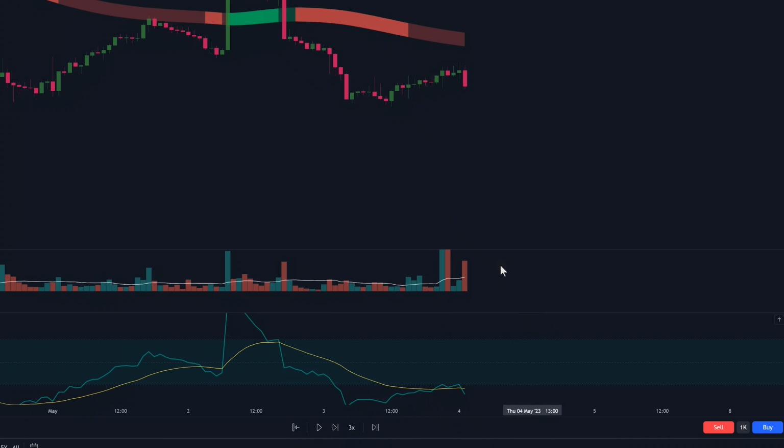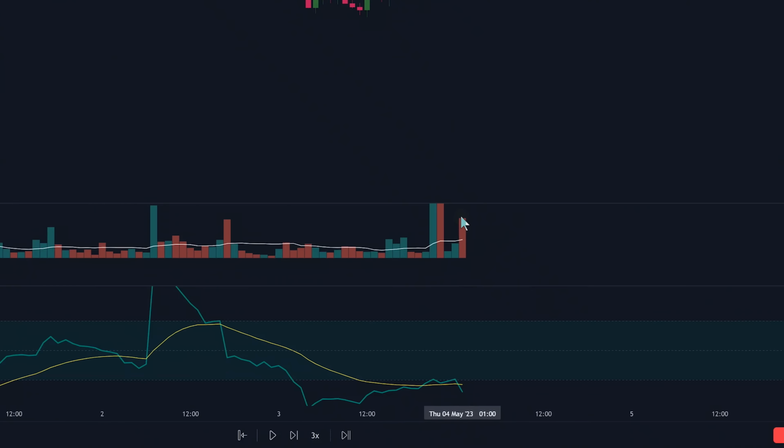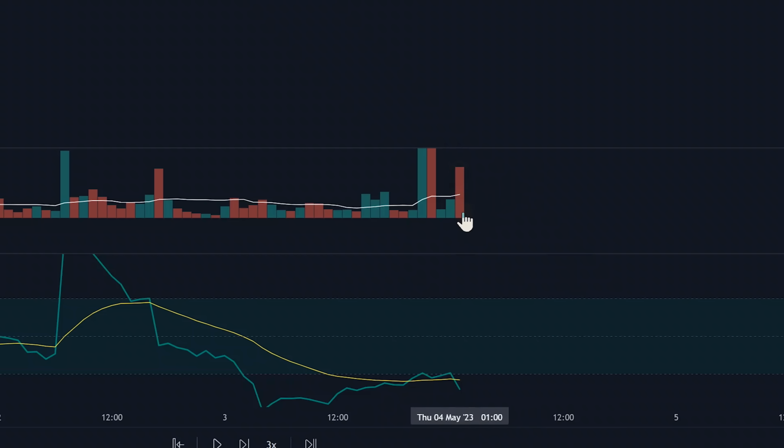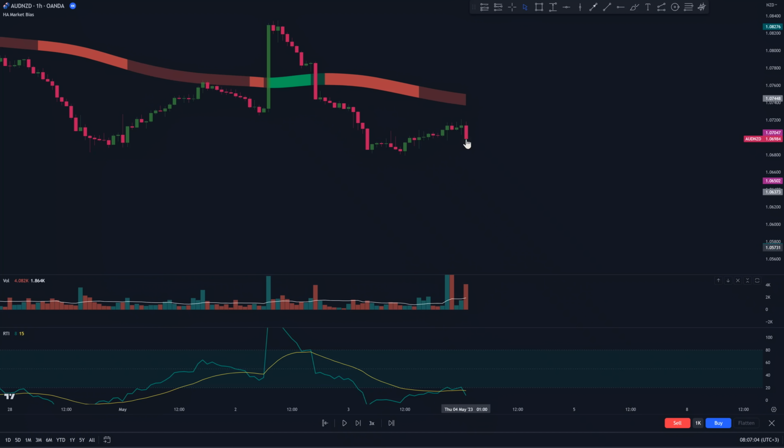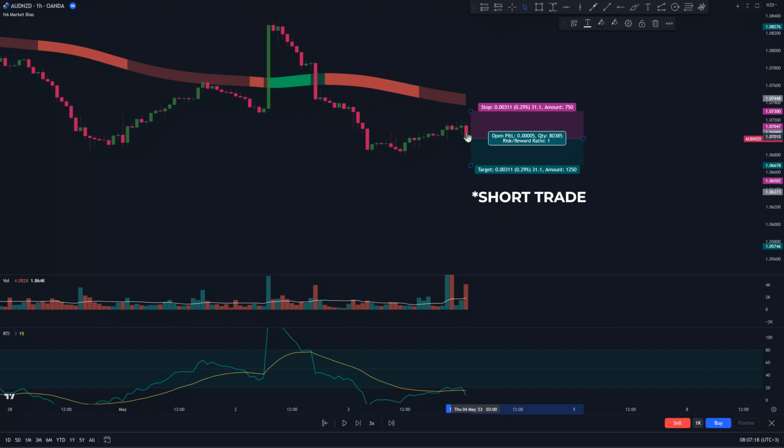Last but not least, during that crossover, we want the volume bar of the volume indicator to be colored red, and it should also be above this white moving average. This indicates the presence of enough bearish volume in the market to push the price in the direction of our trade. All our entry conditions are met on this candle, so we're going to enter a short trade here.